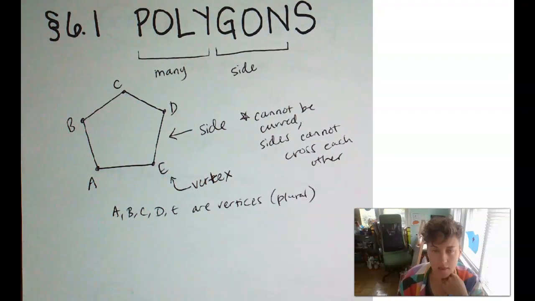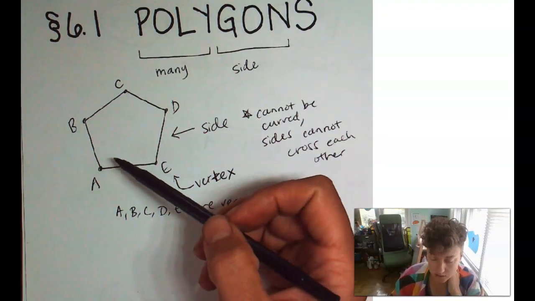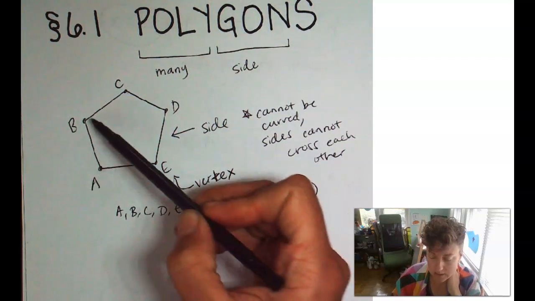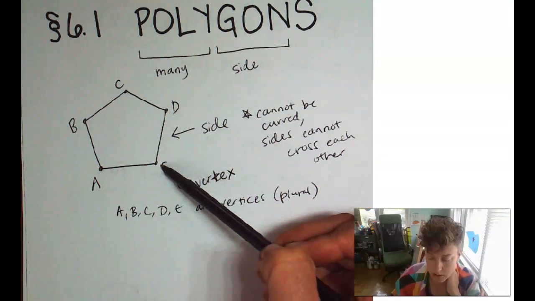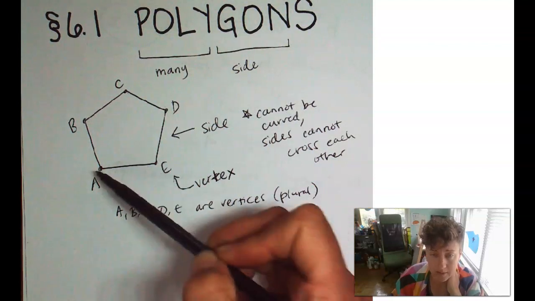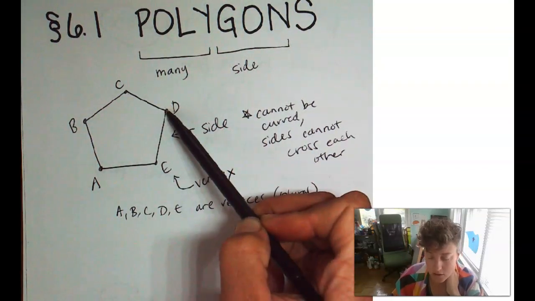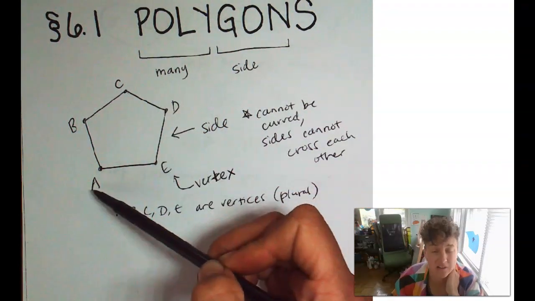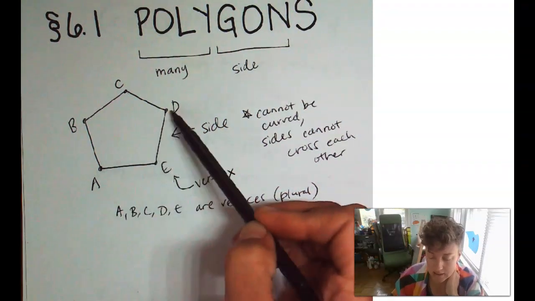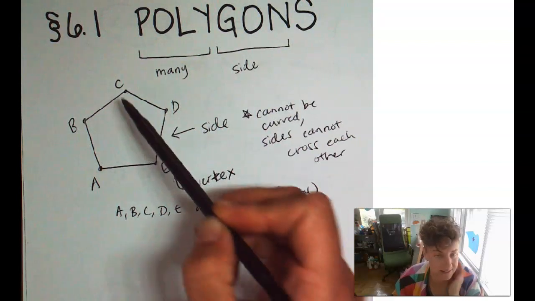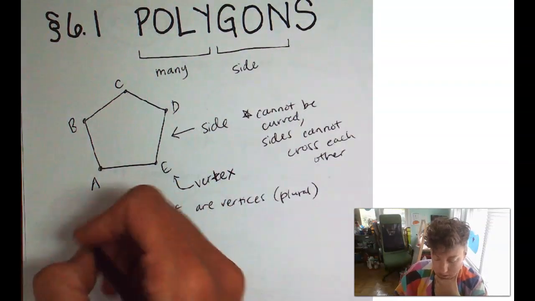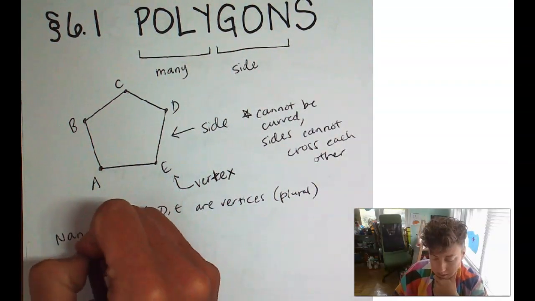Now we name the polygon with all of its vertices in order. It could be any order we want, so we could call this polygon A, B, C, D, E, or we could call it C, D, E, A, B, or we could call it E, A, B, C, D. It doesn't matter as long as we go in order. So we could not call it A, D, B, E, C. No dice. Okay?